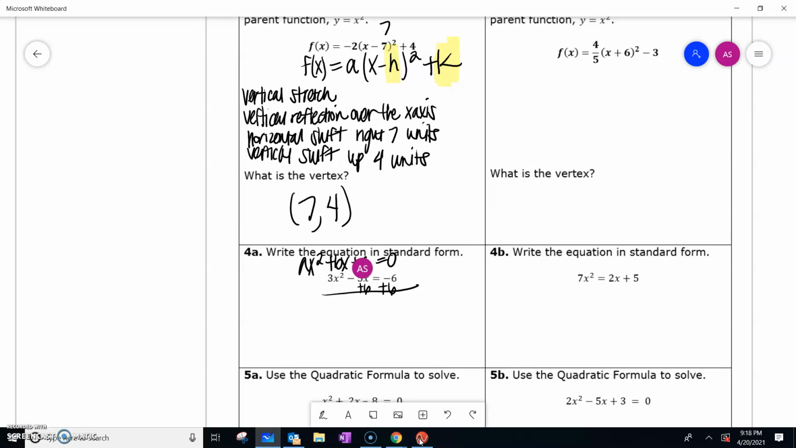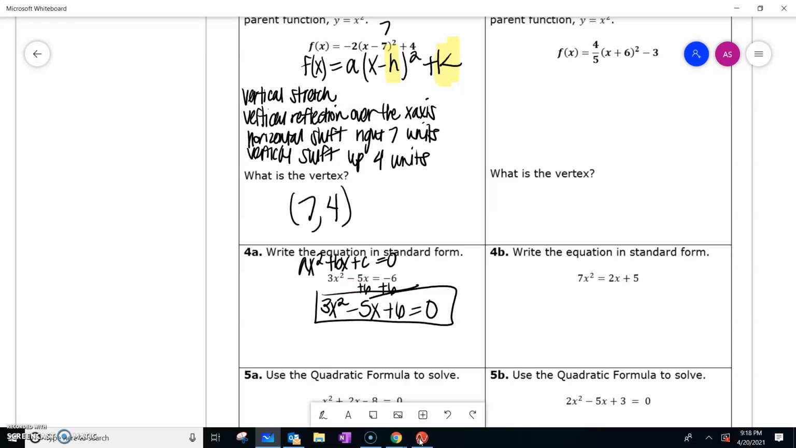Okay. Now I am putting that 6 under that 5x, but keep in mind those are not like terms, so I'm not actually going to combine them. So I'm going to bring down my 3x squared. I'm going to have -5x plus 6 equals 0. And here we are. We have our equation in standard form.